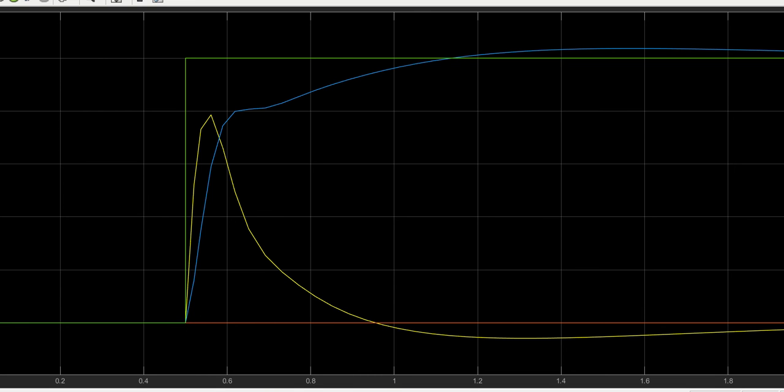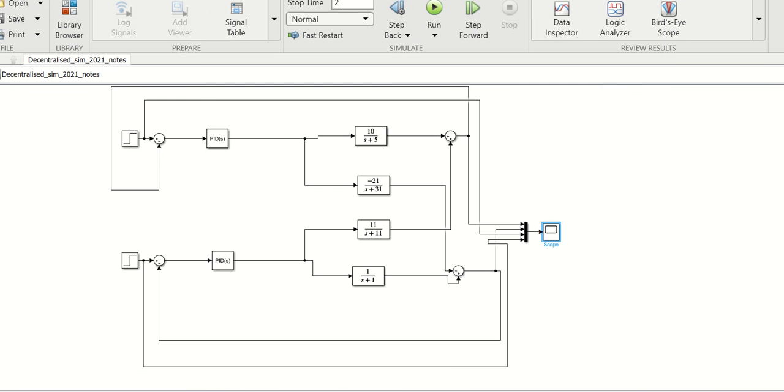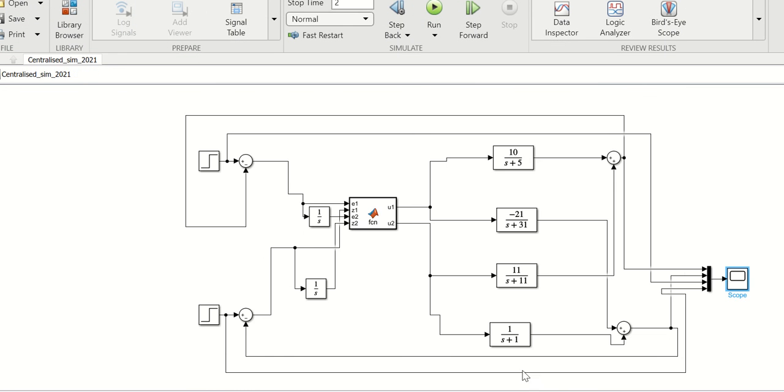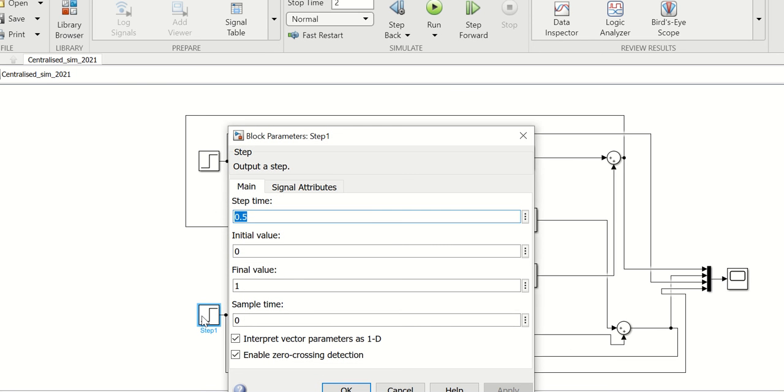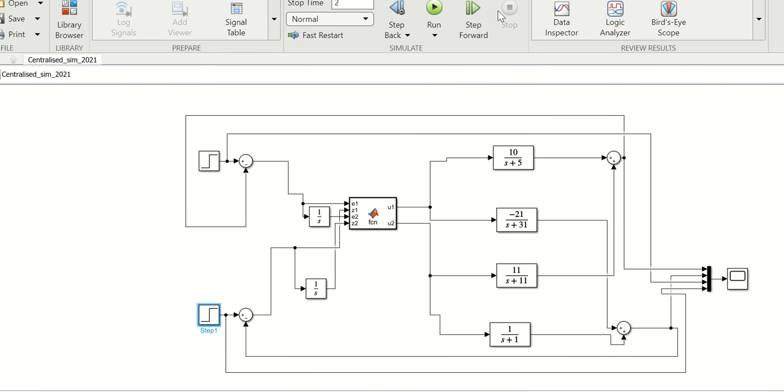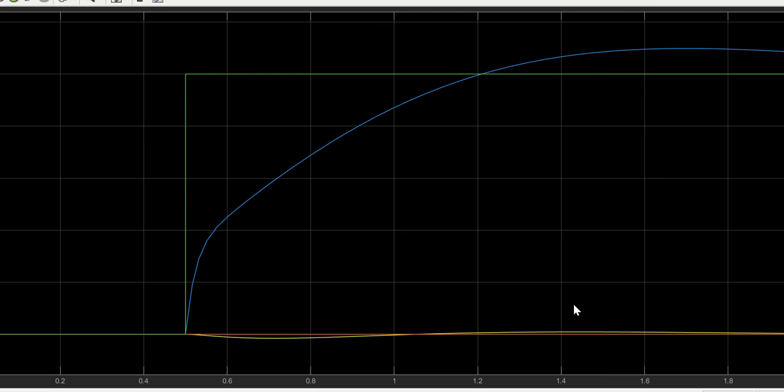So if we compare this one now with our centralized design, that's a channel in this one, so it's the same channel. Look at this one. This is our centralized design. So you can see now the interaction is really quite tiny, whereas before it's up to 80%. So the decoupling has really worked for us.